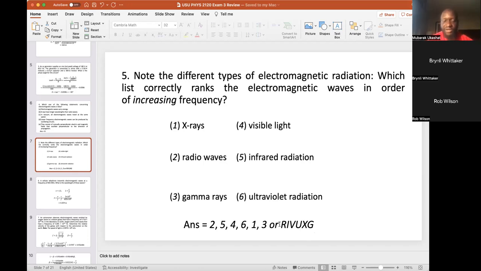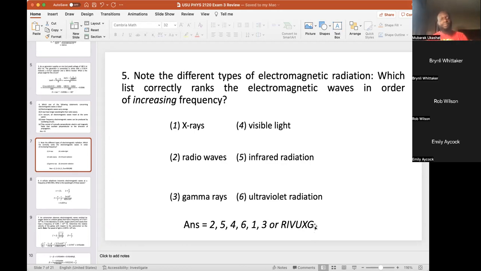So in order of increasing frequency, we're going to start arranging from radio waves. Radio waves have the lowest frequency, and then we increase to gamma rays, Revox G. So it becomes 2, 5, 4, 6, 1, 3 in the order of Revox G: radio waves, infrared, visible, ultraviolet, X-ray, and gamma rays. Does that make sense?